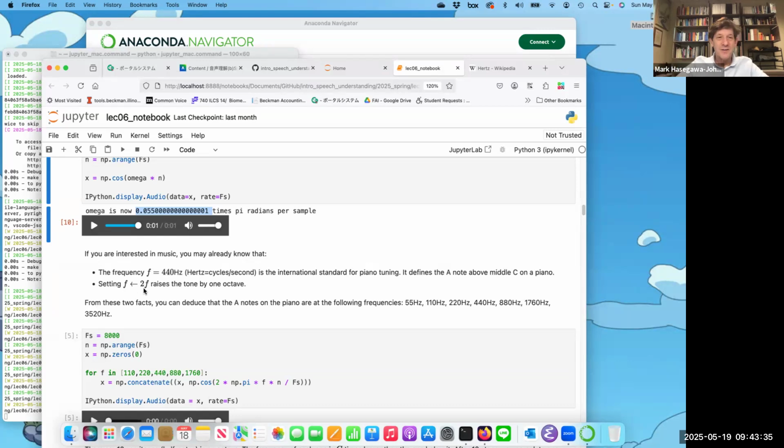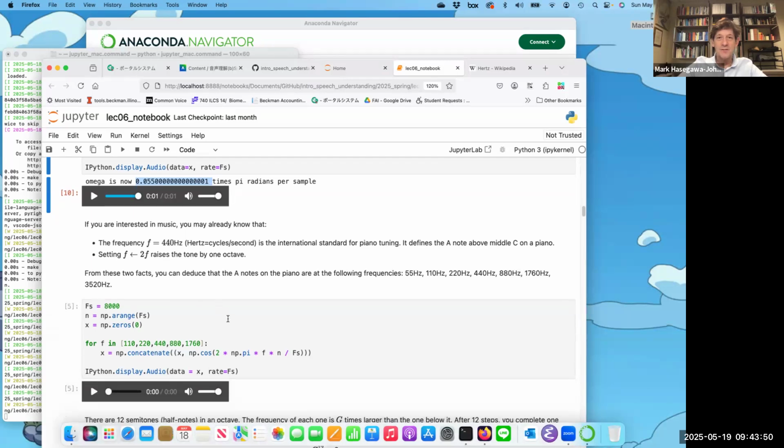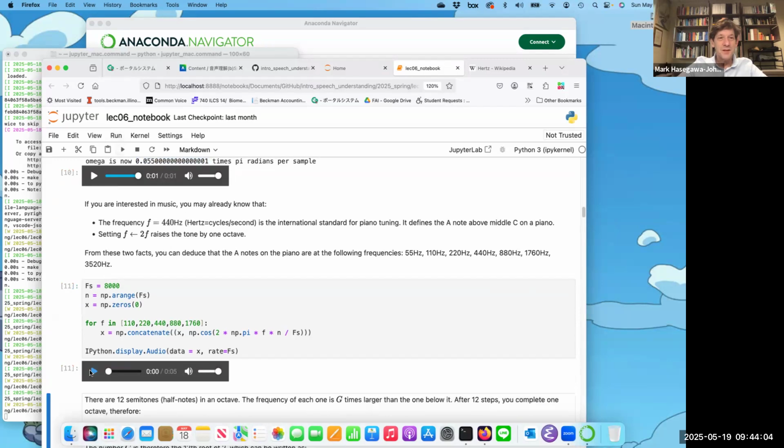So 1 octave is not a linear change in f, it's actually a multiplicative change in f. We go from 440 hertz to 880 in order to go up by 1 octave. We go from 440 to 220 in order to go down by 1 octave. So from these two facts, you can figure out that the A notes are at 55, 110, 220, 440, 880, 1760, and 3520. So let's play the first 5 of those.